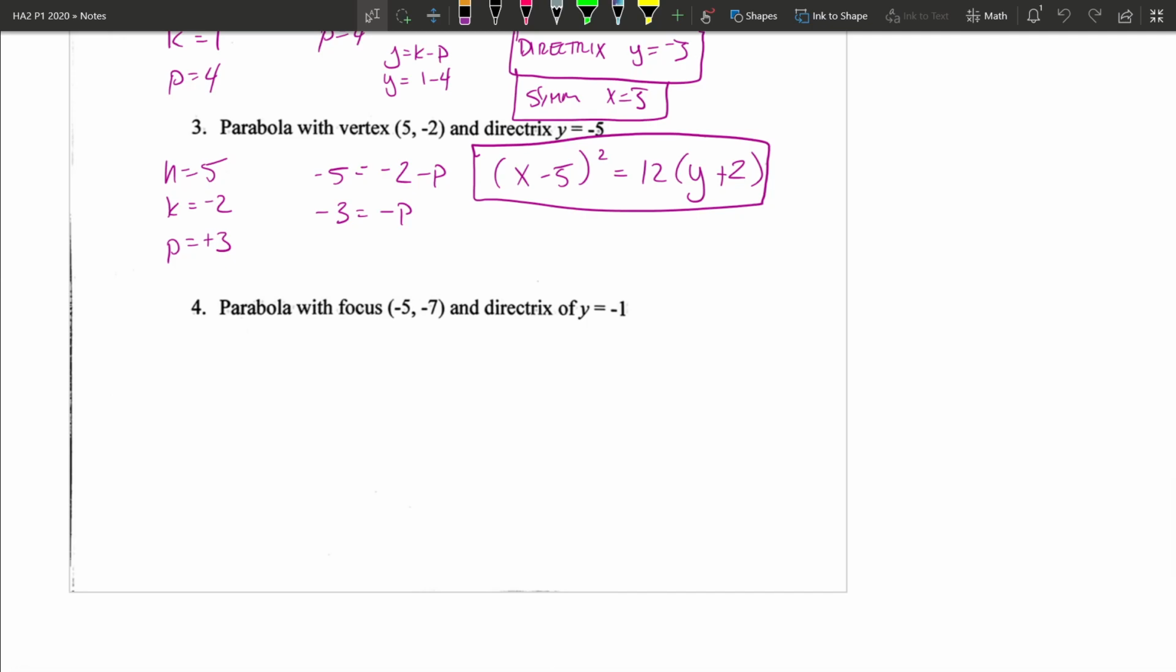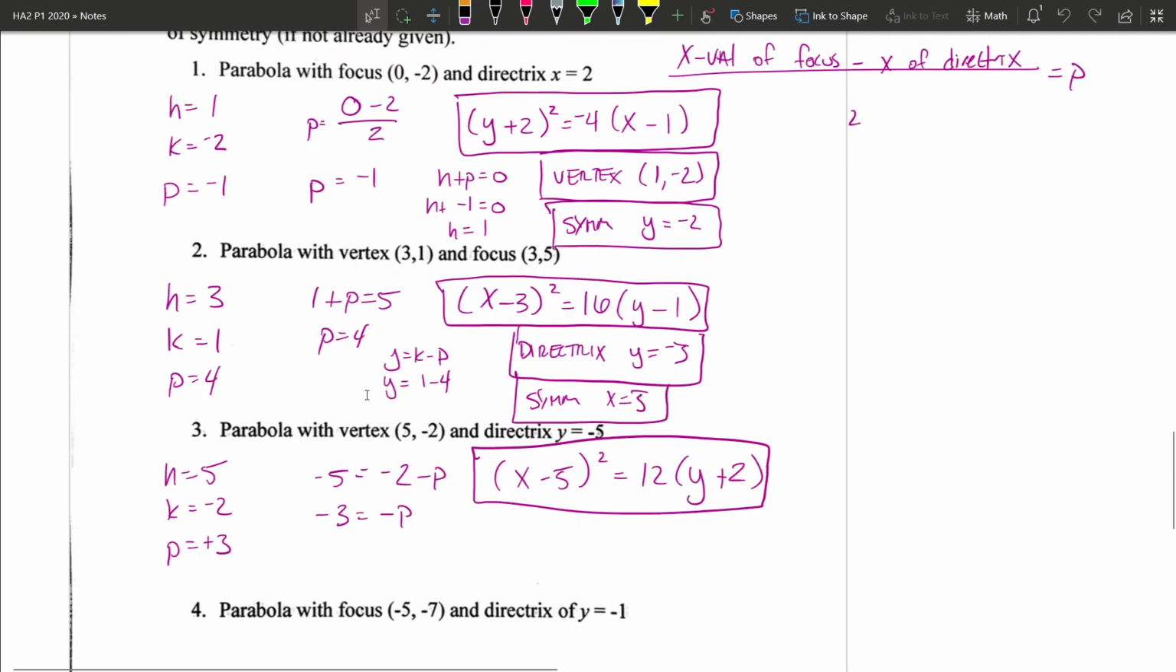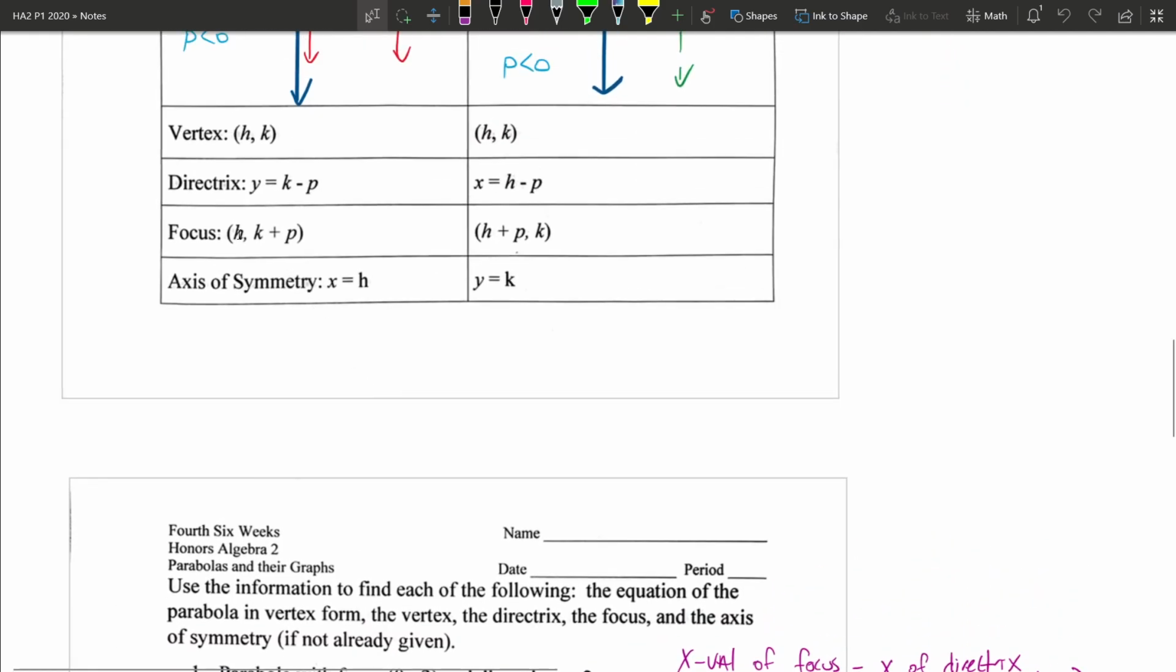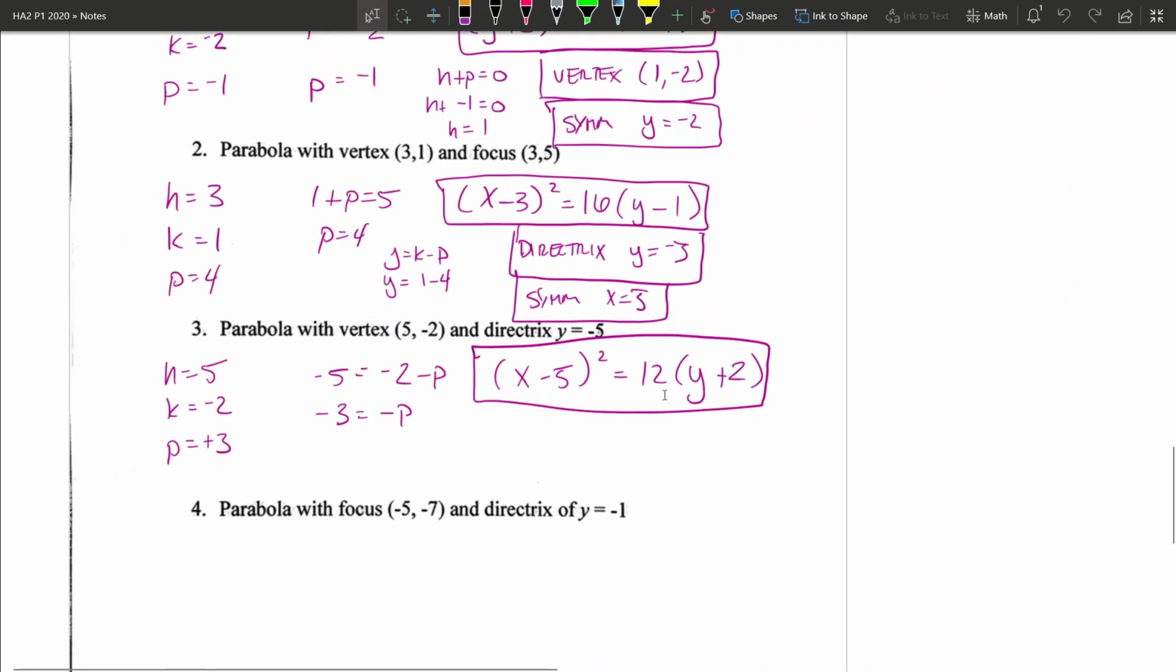Next on our checklist, they wanted the equation. They wanted the vertex. It came with the vertex, so we don't need to do that. They want the directrix. It came with the directrix, so we don't need that. They want the focus. All right. So if we go back on our list, the focus should be (h, k plus p). So h, and then k plus p, that's negative 2 plus 3, so 1.